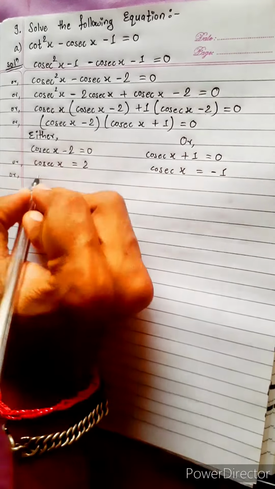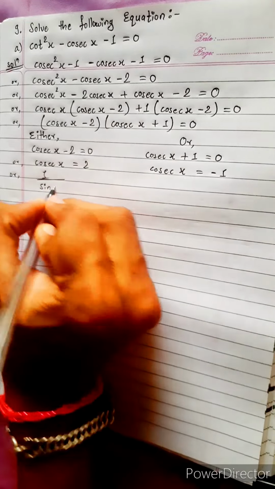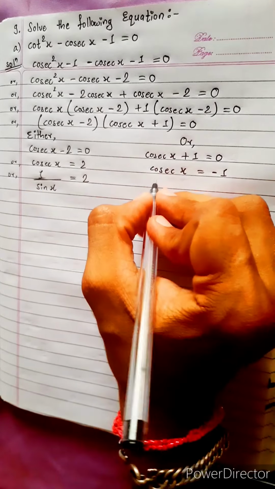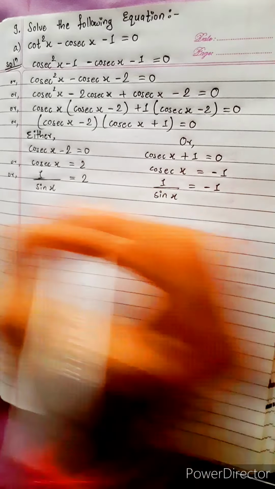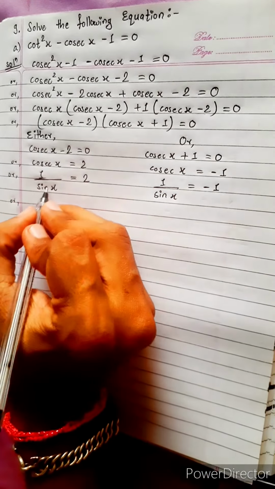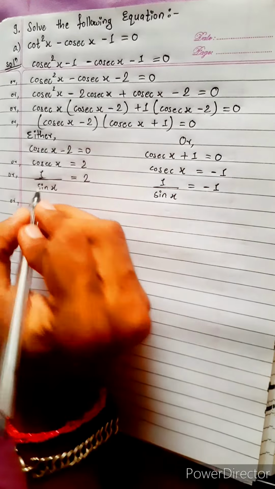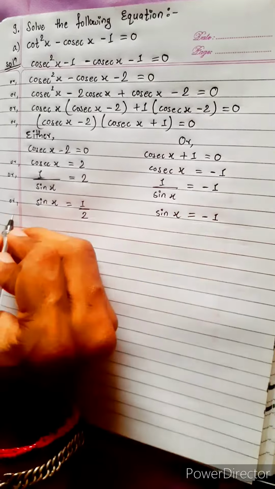Then after this, do this. 1 by sin x equal to 2. Then do here 1 by sin x equal to minus 1. After this, this goes this side, this goes this side. Make here like this. Sin x equal to 1 by 2. Any confusion? Do cross multiplication, you will understand. Here also, sin x equals minus 1. It is clearly seen, no need to do.